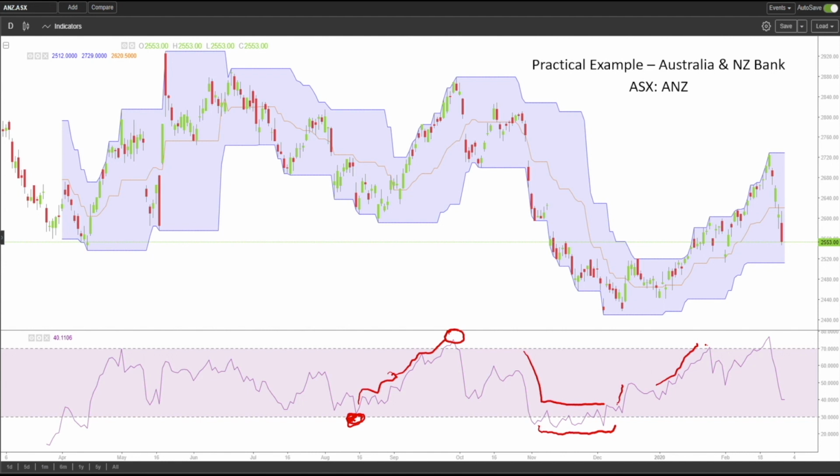And as you can see, here we could potentially place a sell at this point, but it hasn't really breached it too much. But this one here is a very, very clear breaching of the top of the relative strength index. And we can see that the next movement for it is south.